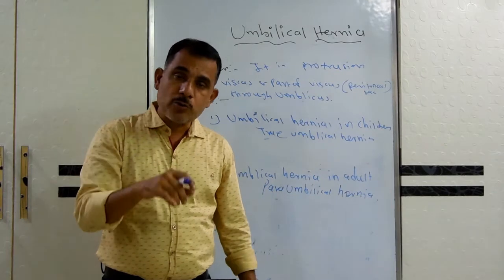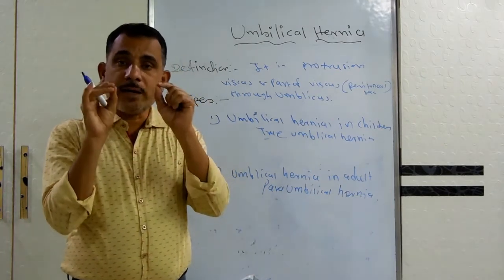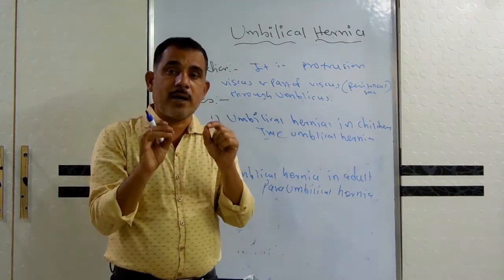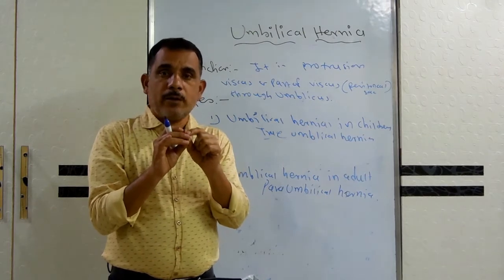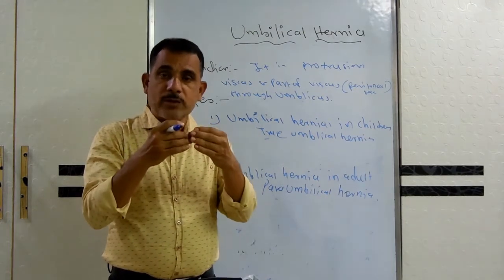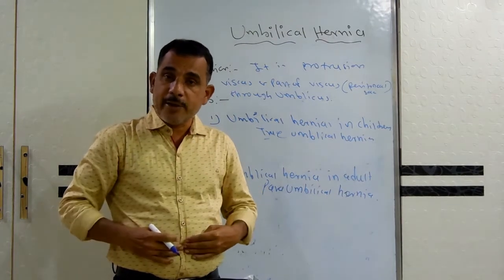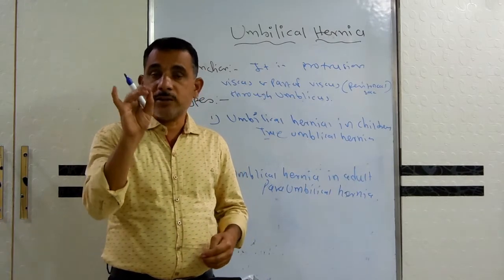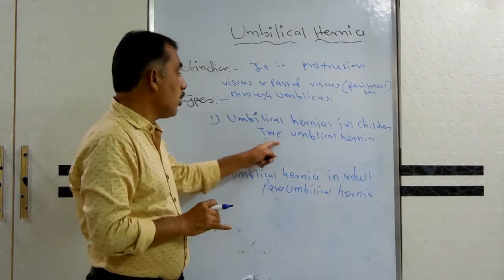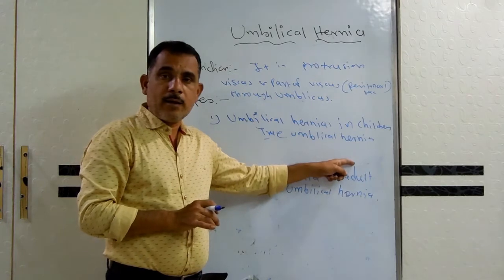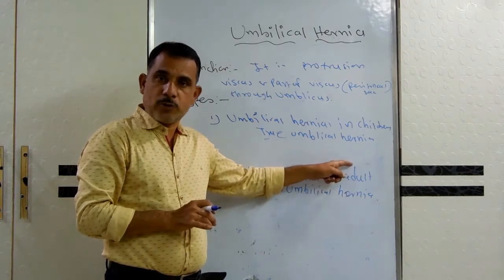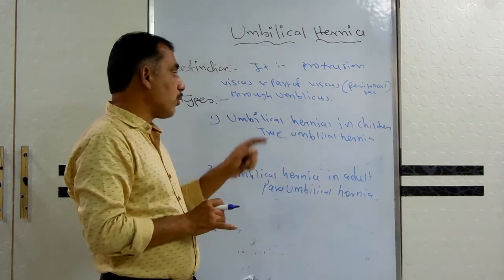But this hernia occurs through the organizing scar, where the umbilical scar is not strong and will not prevent the protrusion of the viscus or part of viscus which lies immediately behind it. So through this scar there is a protrusion, and that hernia is called the true umbilical hernia.